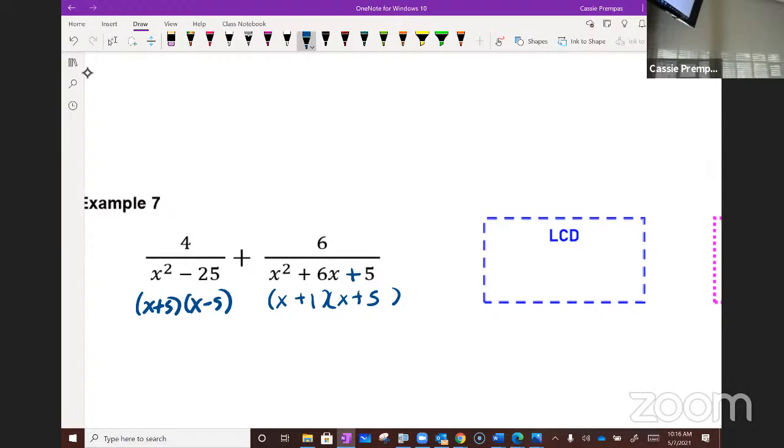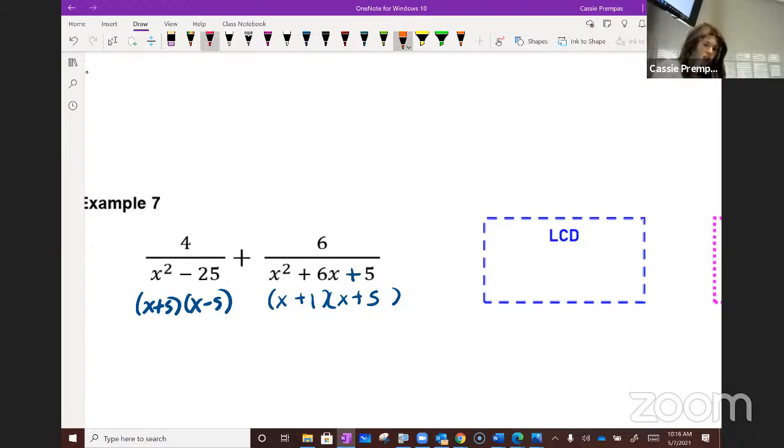Good, and the next one. It's probably going to be like x plus or minus 5 or something. Yeah. I was just asking what's the least common denominator. Do we multiply? Yeah, now we have to multiply it all out.